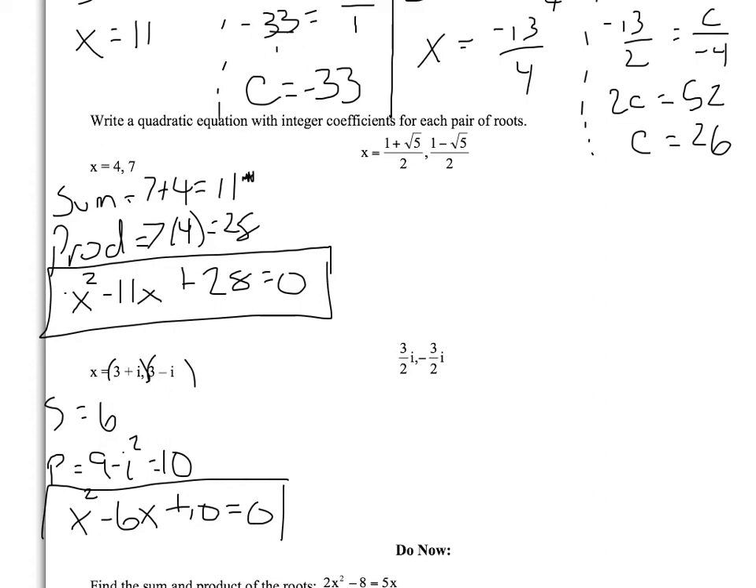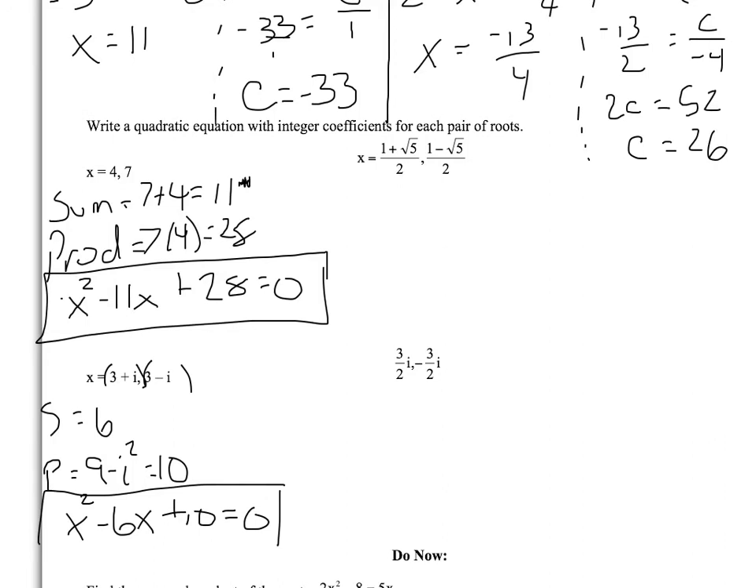Let's move on to the one up here. So the sum of the roots, add the numerators, keep the denominators the same, sorry. 1 plus 1 is 2. Radical 5 plus negative radical 5 is 0 over 2, which is 1.